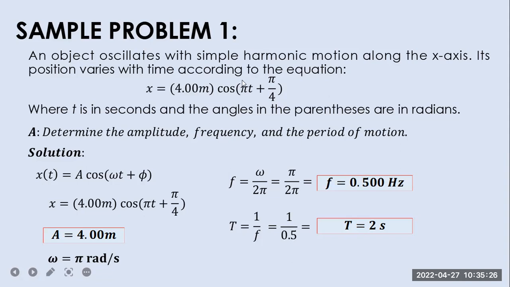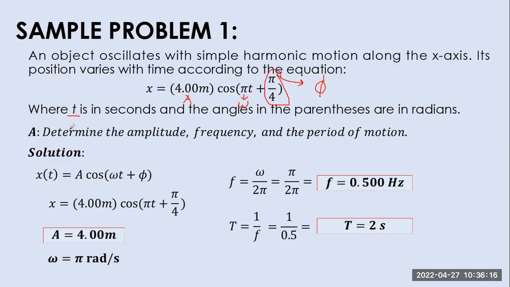So, this is our omega. This is our pi. And this whole part is our amplitude. Okay? So, given our equation with its values or data, where t is in seconds, and the angles are in radians.